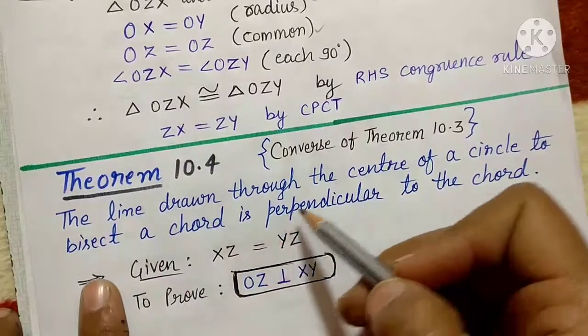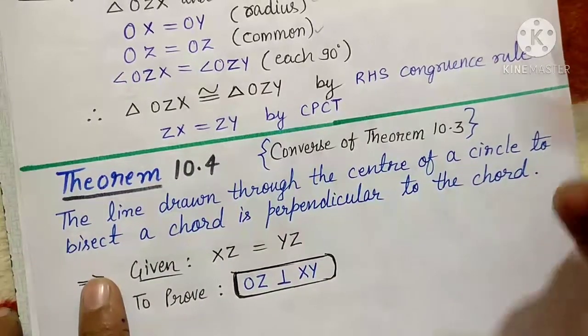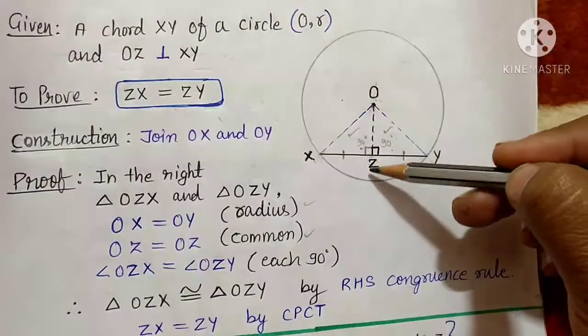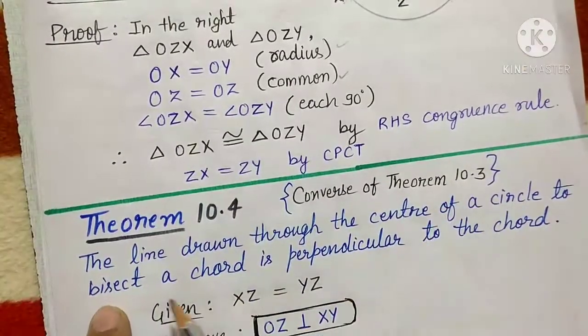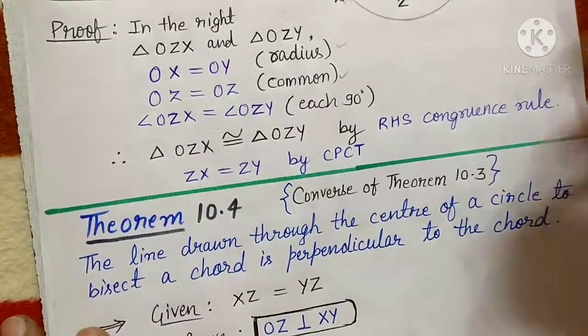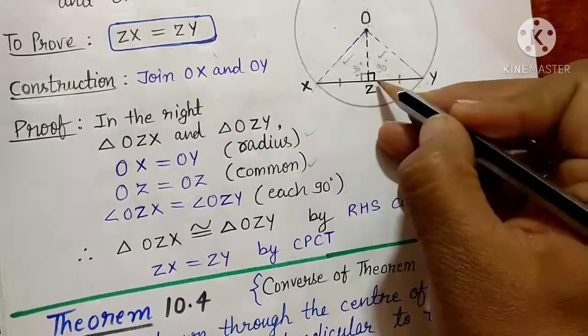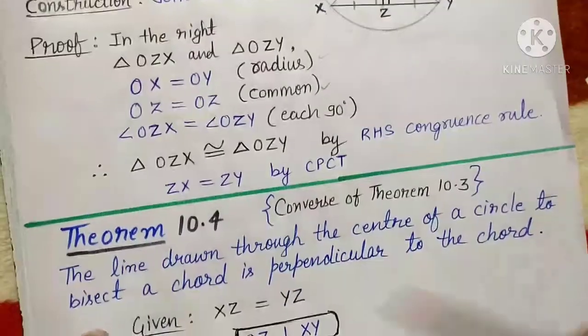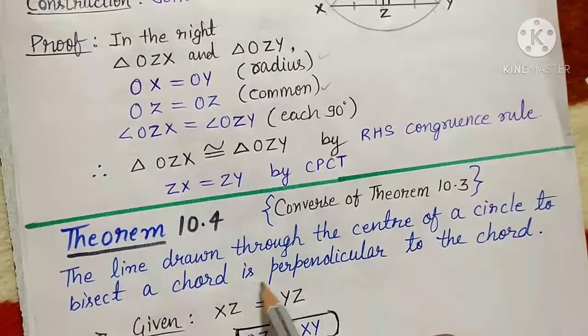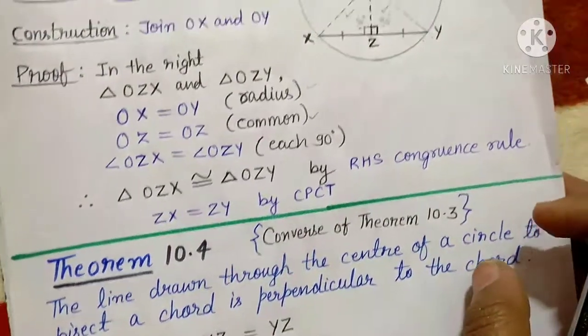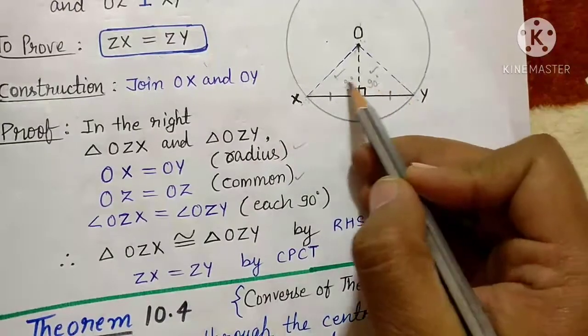The line drawn through the center of a circle, the line which is coming from the center, like this line, to a circle, bisects a chord. Now here they are saying it is already bisecting the chord. It means they are saying that zx equals zy is already given. So what do we need to prove? Then it is perpendicular to the chord.